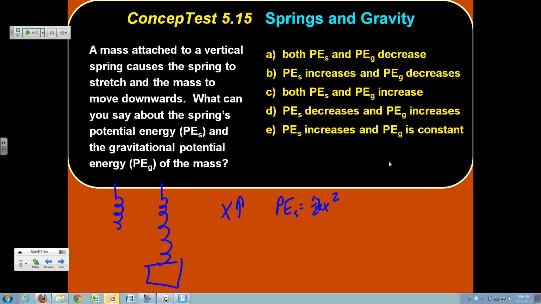But the gravitational potential energy, H, is decreasing. So H has some value here, but then it has a lower value here because it's closer to the ground. So my gravitational potential energy, mgh, is actually going down. So this is increasing, but the gravitational energy is decreasing.